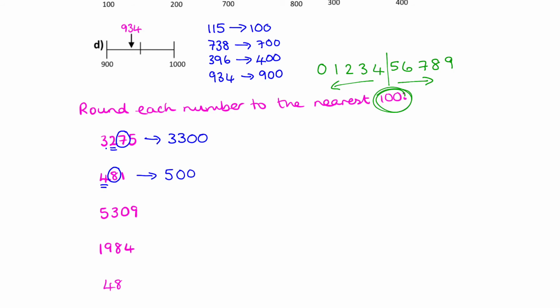Then 5,309. 309. So the 3 is the hundreds digit and the 0 tells us whether we leave the 3 as it is or whether we move it up to a 4. And we can see again from here, there's 0 right at the bottom. So that stays as a 3. So this time our number is 5,300.